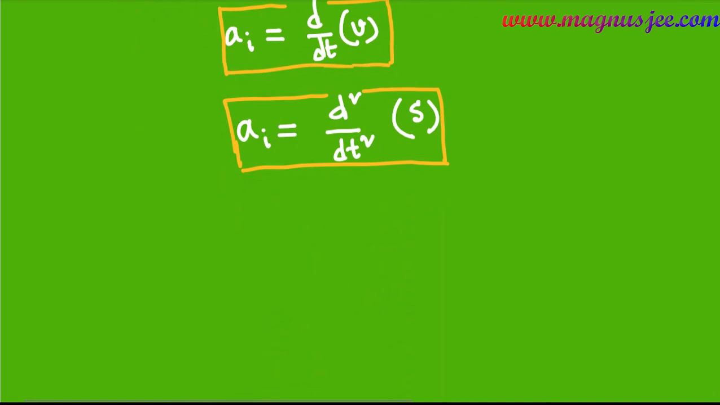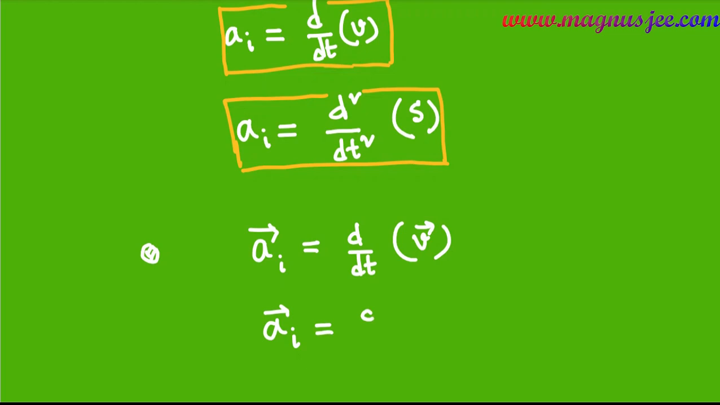And we can write down the vector expression of the instantaneous acceleration. Vector AI equal d/dt of vector v, where vector v is the velocity vector, and vector AI has another expression, which is d square by dt square of vector s, where vector s is the displacement vector.